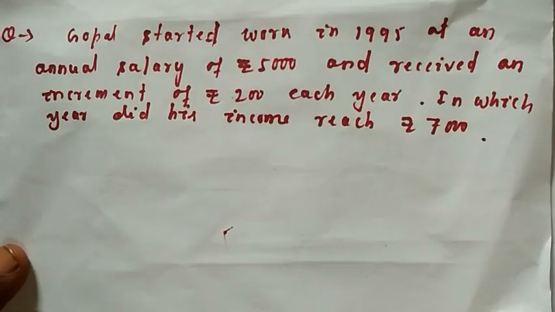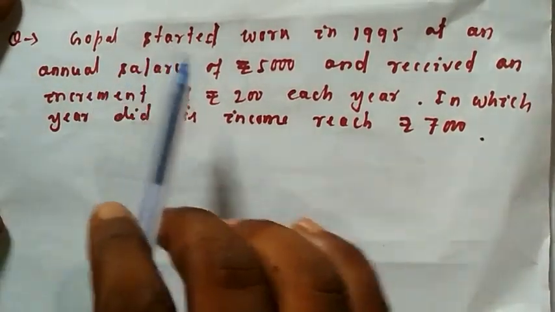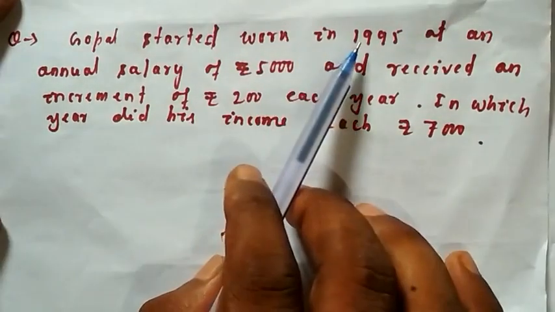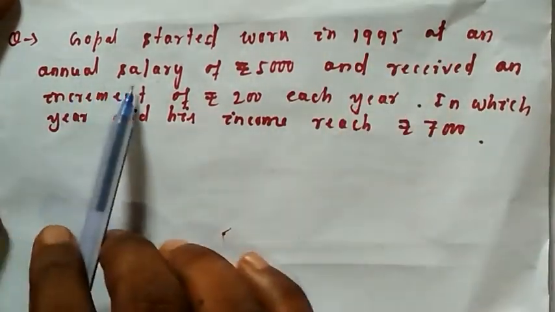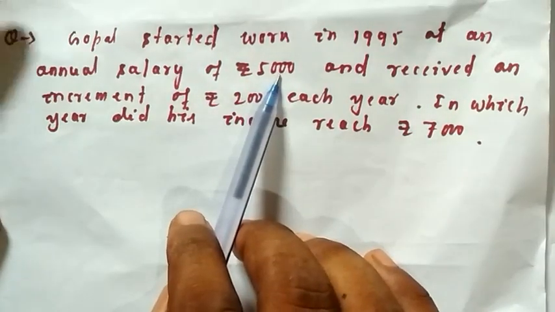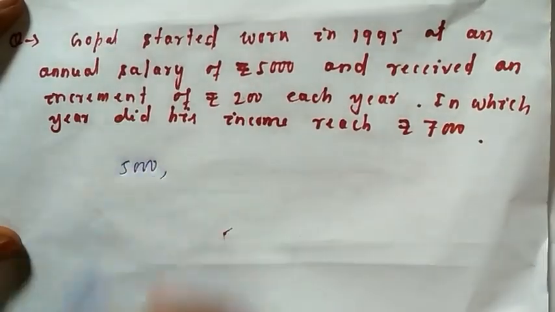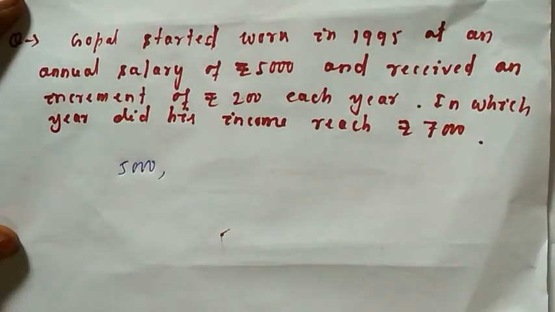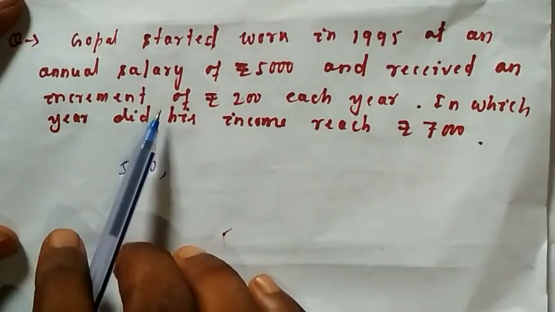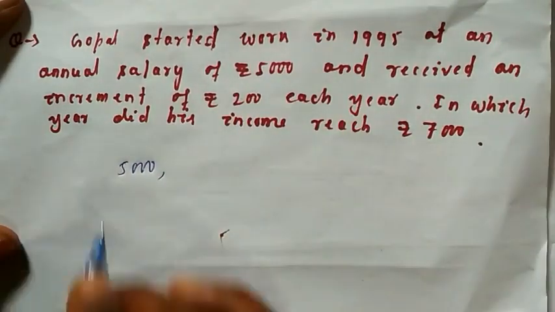Now students, I'll explain another question. It is a word sum. How by using the arithmetic progression concept we'll solve this question. Listen carefully. Gopal started work in 1995 at an annual salary of 5,000. That means he started his work at an amount of 5,000 rupees, and receives an increment. Increment means more amount, 200 rupees in each year.